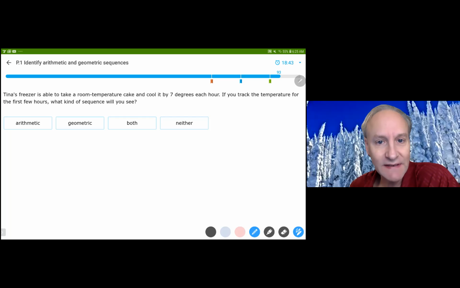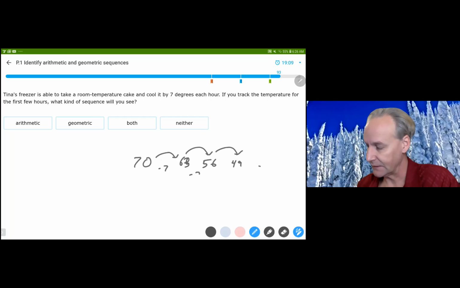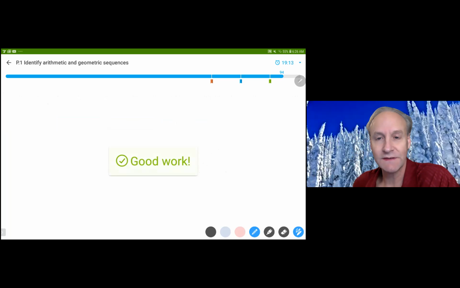Cool it by 7 degrees each hour. If you track the temperature for the first few hours, what kind of sequence will you see? So it's going to go down. It's at room temperature, say 70 degrees, and it's going to go down 7, and that's going to be 63. Sorry, it's going to go down 7, and that's going to be 56. And then it's going to go down 7, it's going to be 49, and so on. So this is minus 7. That is arithmetic, isn't it? And hopefully it gets down to 0, where it belongs.